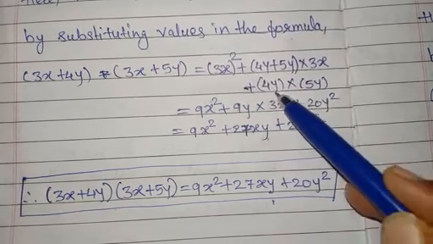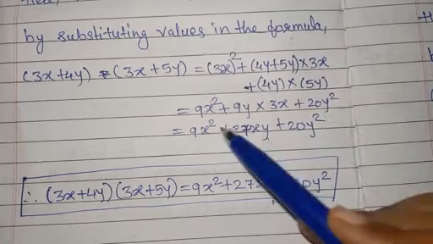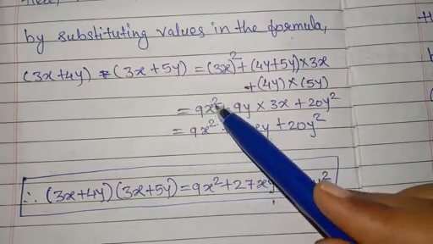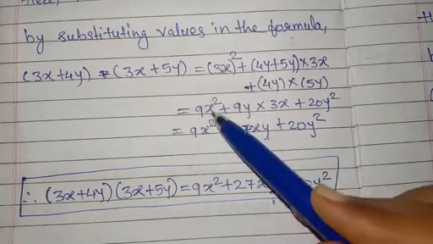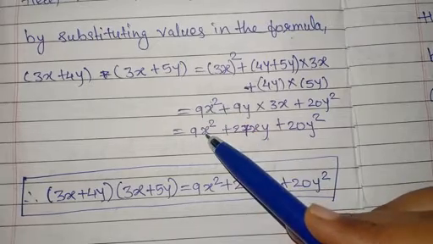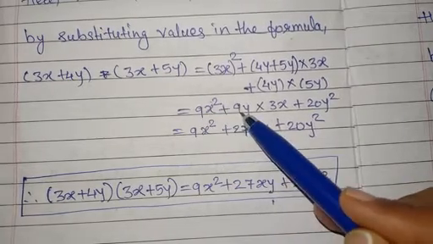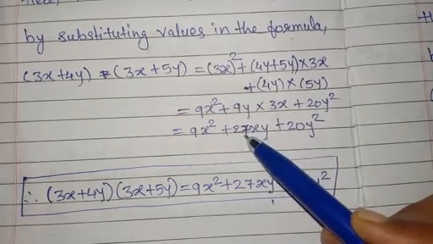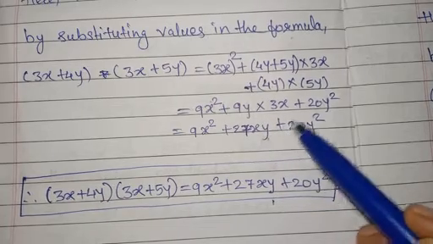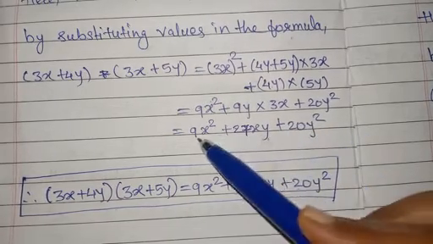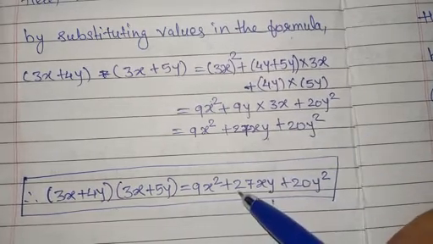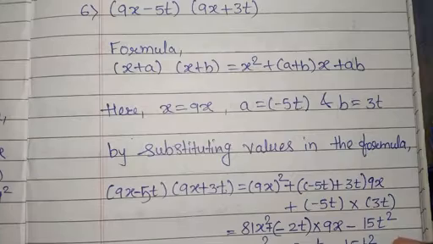are 20y square. Now next step we'll solve this term. So 9x square as it is plus 9 3s are 27xy plus 20y square. So this is final solution. Again we'll write in the box.